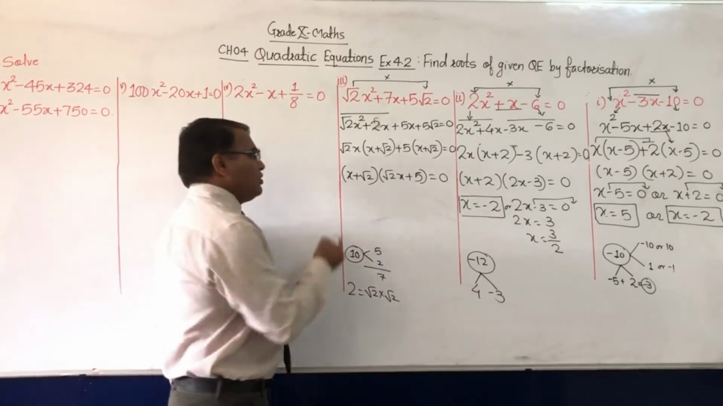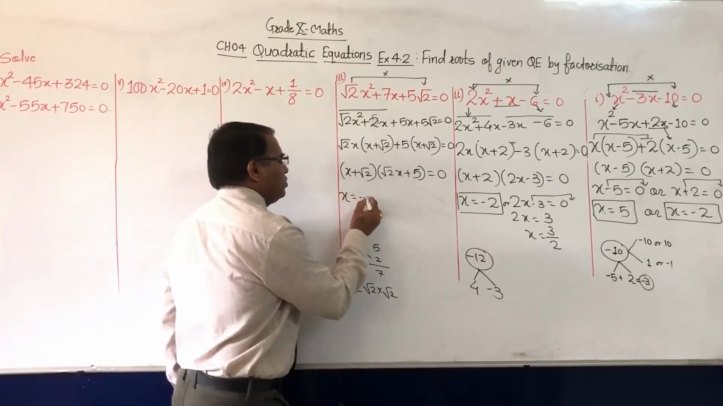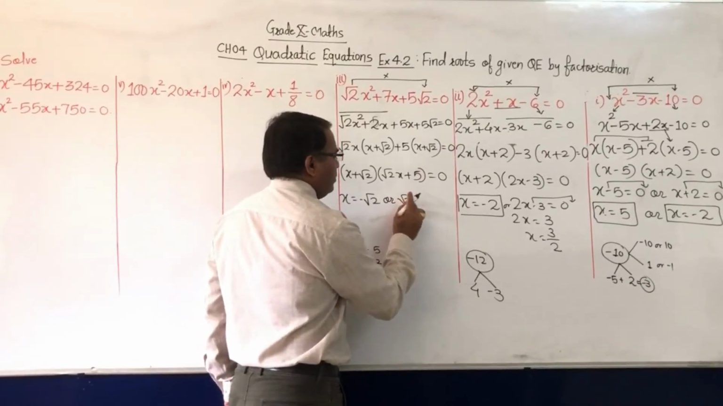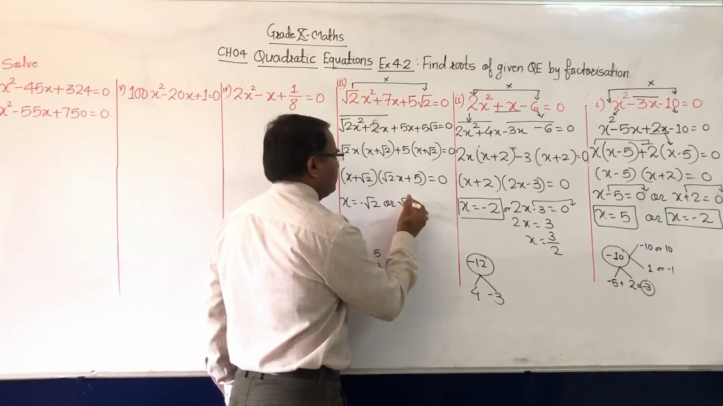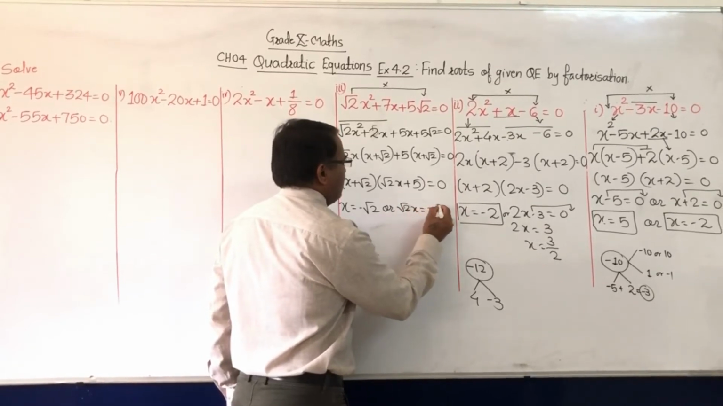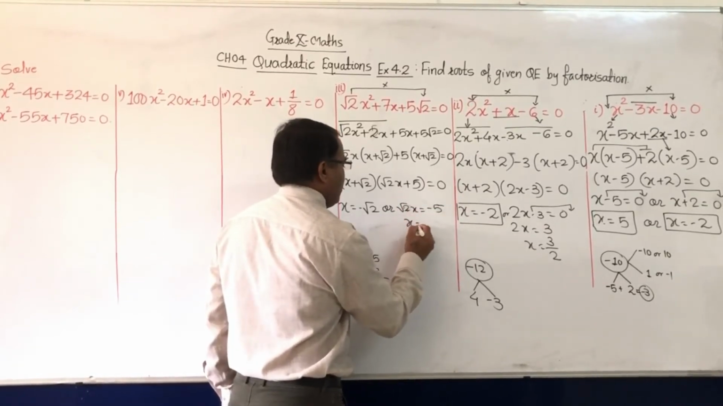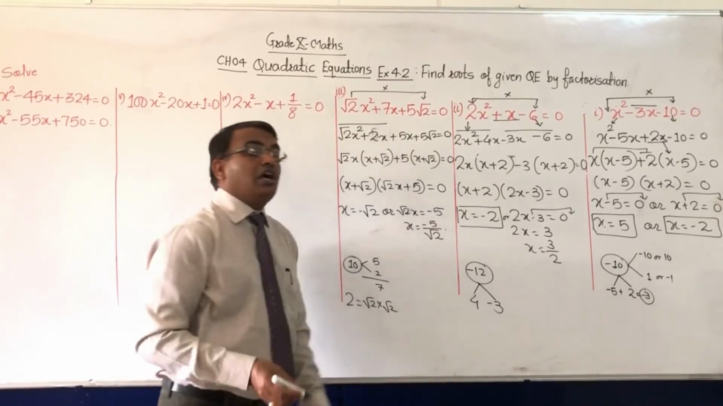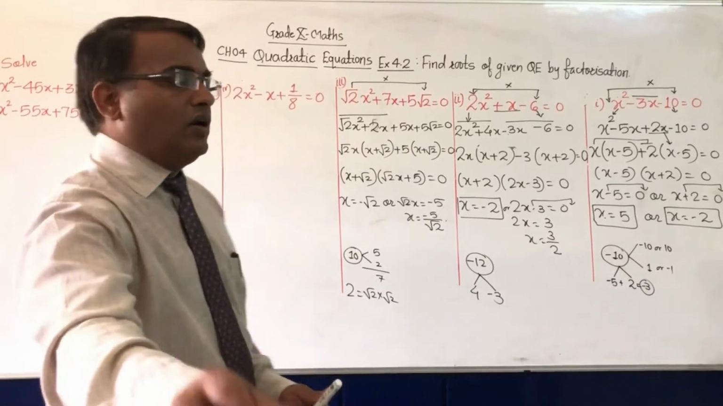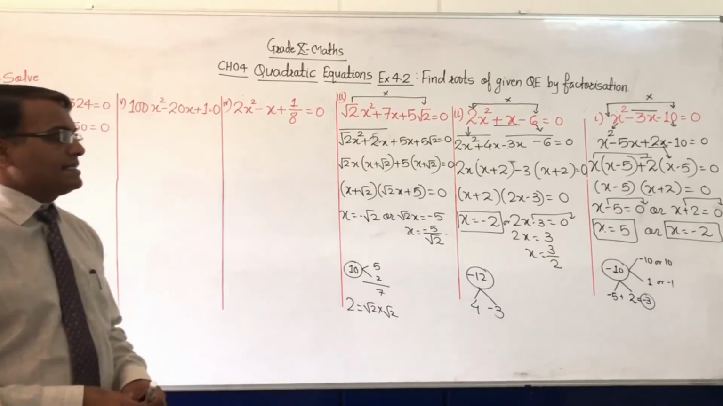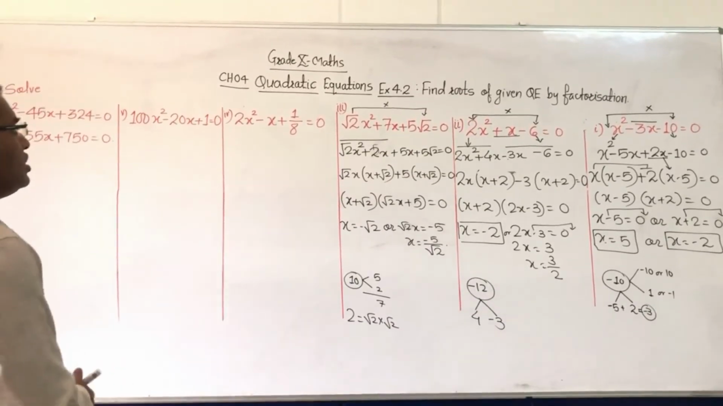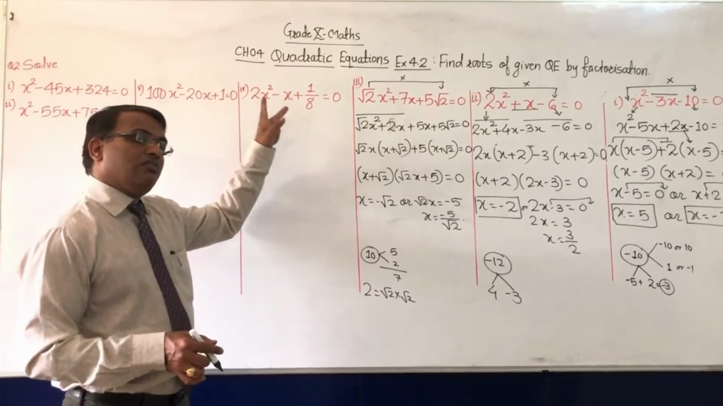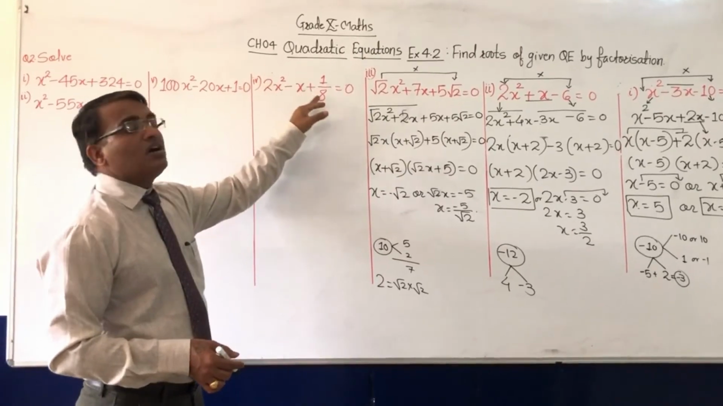And as usual, x is equal to minus root 2, or root 2x is equal to minus 5, or x is equal to minus 5 upon root 2. Okay. Now let's move on to the next sum, that is 2x square minus x plus 1 by 8. The working is the same, that is 2 into 1 by 8.